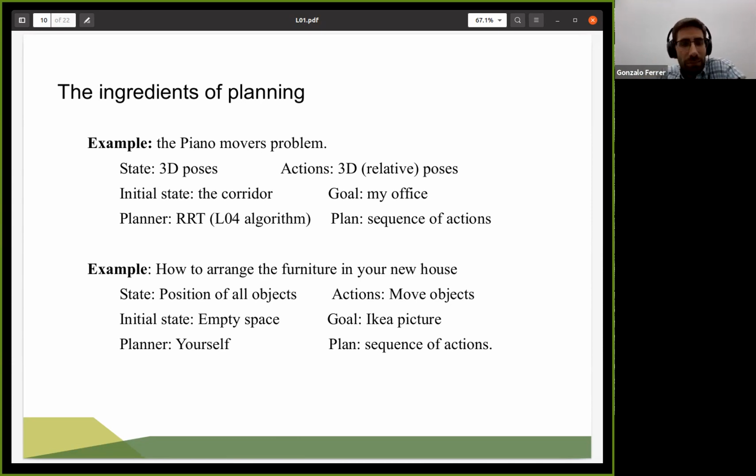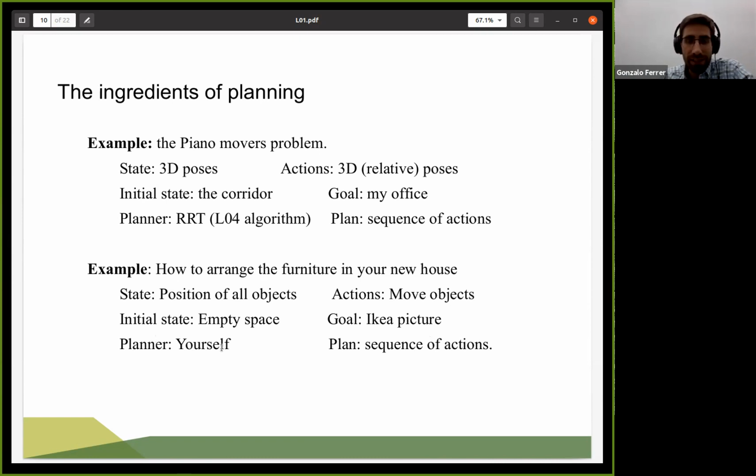Okay, a second example, which is a little more abstract, could be how to arrange your furniture in your house, right? So at the beginning, the state could be the positions of all objects. The actions could be moving objects. And then let's say that your initial state is empty space, you just move in. And the goal is to have this IKEA picture that you see in magazines, right? That never happens. So, I guess, yeah, we are bad planners in terms of feasibility. We never realize this picture.